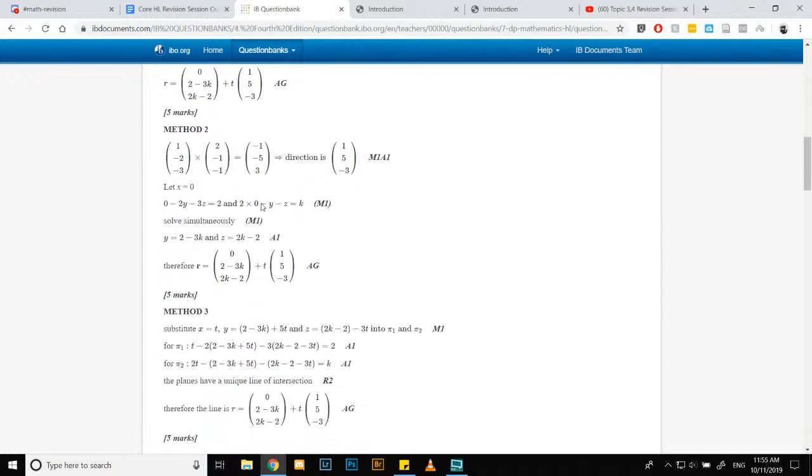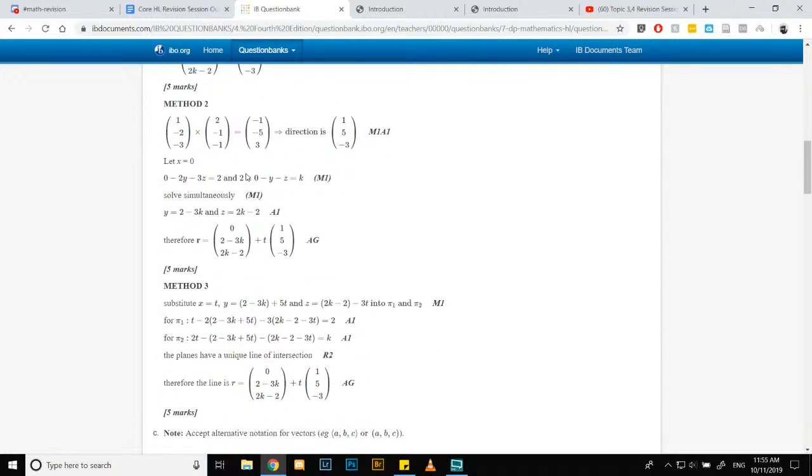I would generally have used this one more. For the vector equation of the line, I would take the cross product, and I would find that the direction of that line is 1, 5, -3. Then I would let x equal 0 and solve simultaneously for what the equations are.